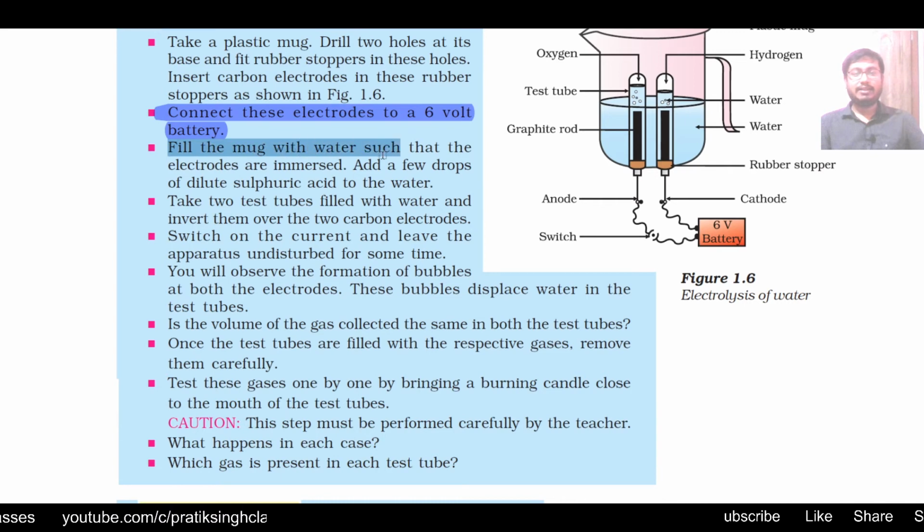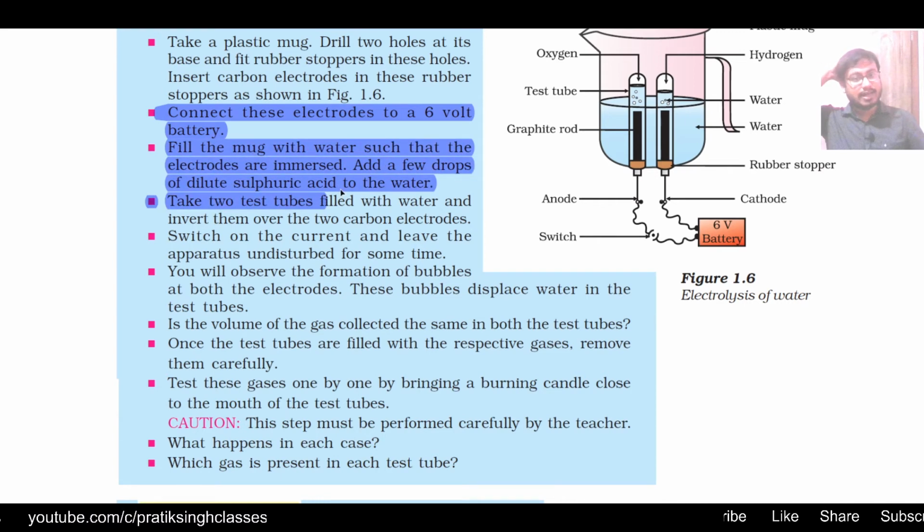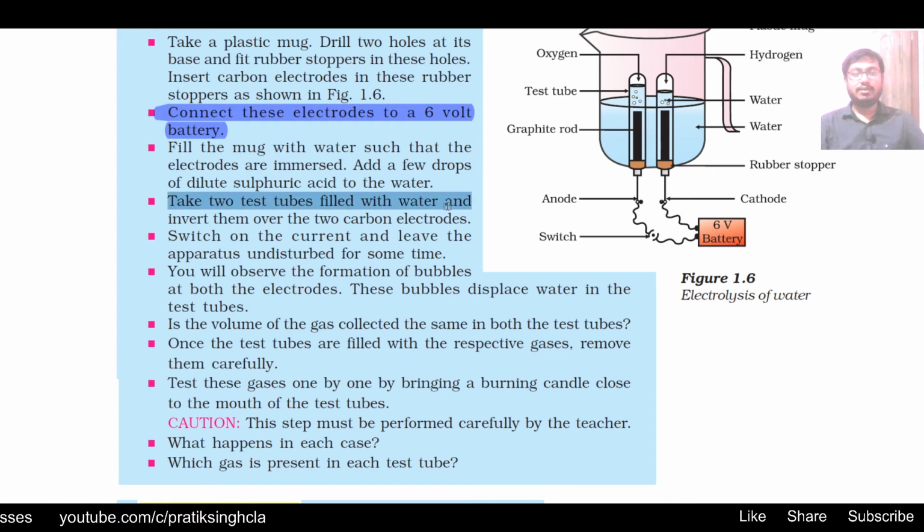Fill the mug with water such that the electrodes are immersed. Immersed fully so that current can pass through the water. Add a few drops of dilute sulfuric acid to the water, for clear visualization. Take 2 test tubes filled with water and invert them over the 2 carbon electrodes.